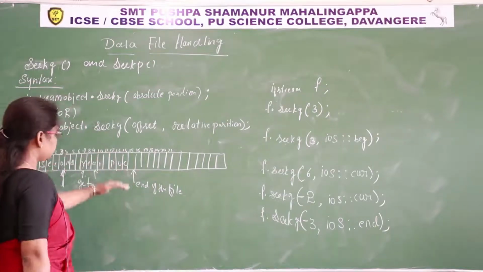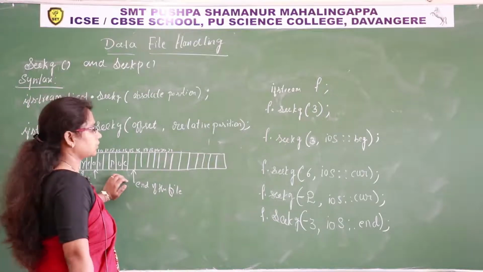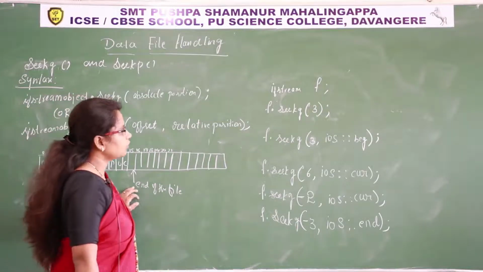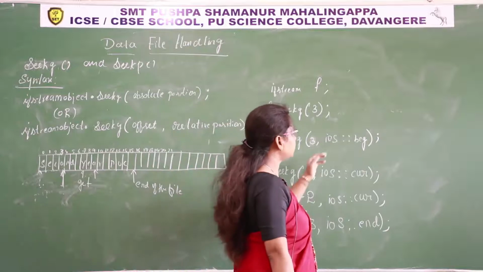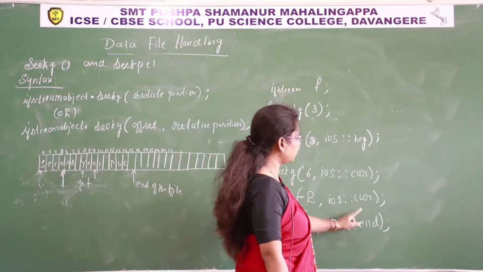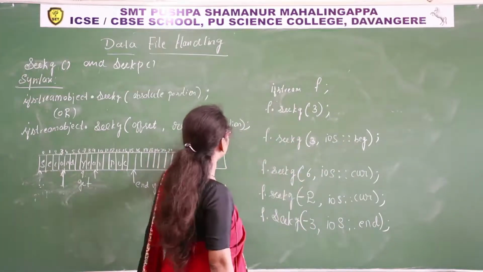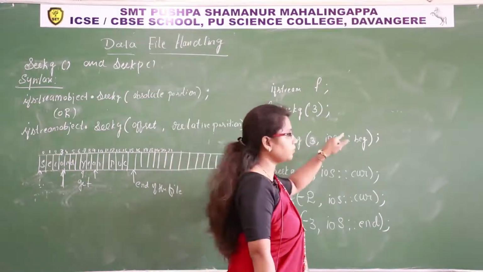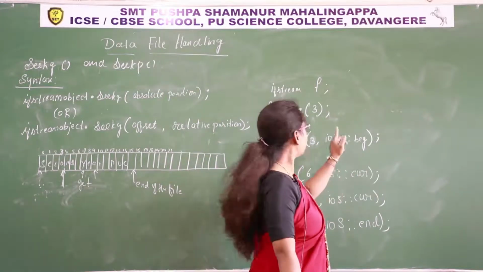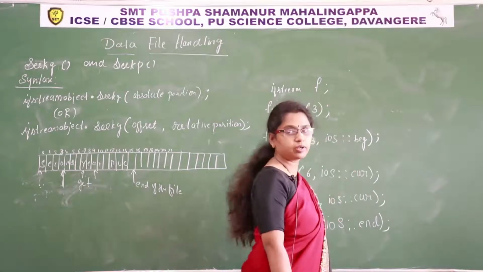So by considering these cases, these possibilities, what we understood is that there are 3 relative positions. These are all called relative positions. I had written relative position here. So what does it mean? This is from where the pointer has to move, either from the beginning or from the current position or from the end of the file.